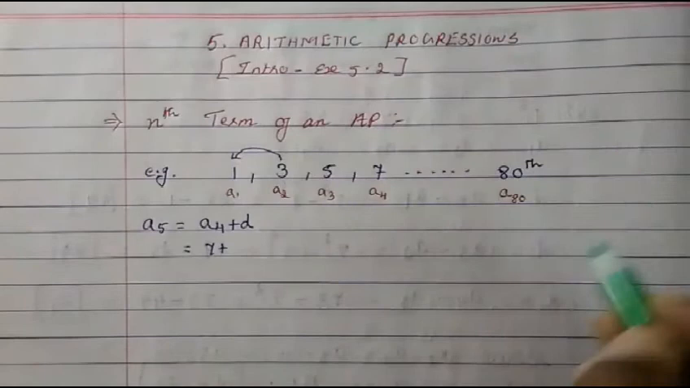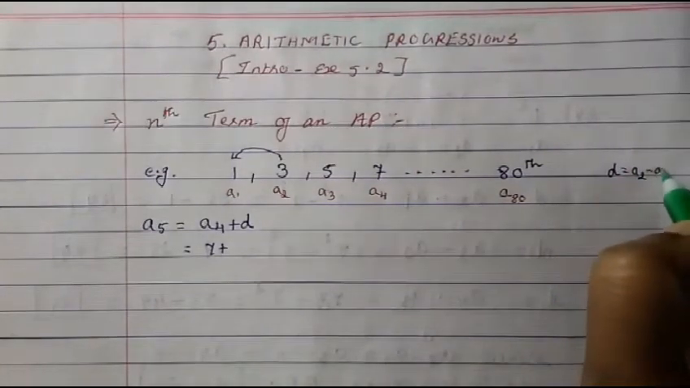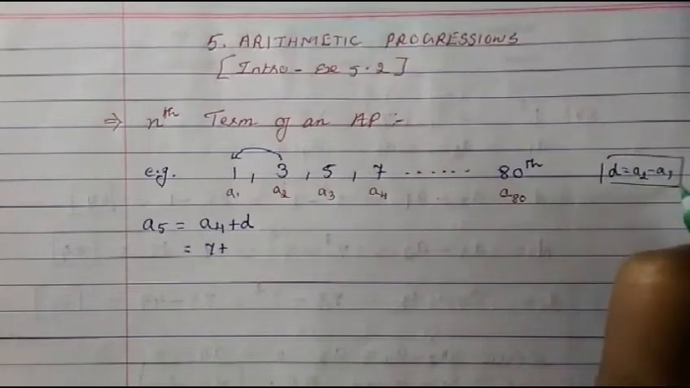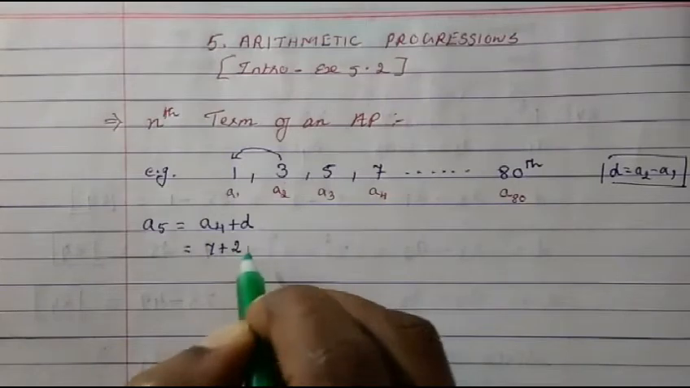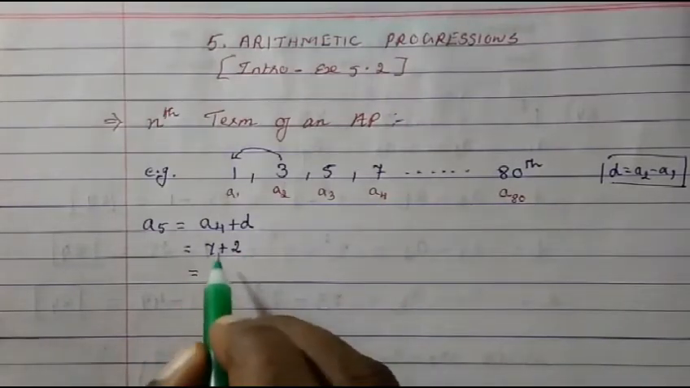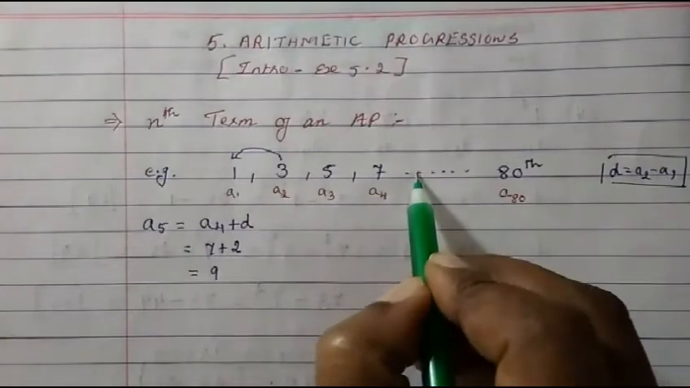That's how we get the D value. I'll write down here the D value. How do we get it? A2 minus A1. So 3 minus 1 gives us 2. Then what will the answer be? 7 plus 2, 9. So A5 will be 9.